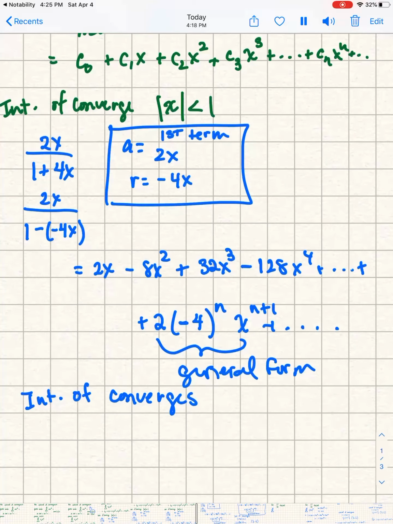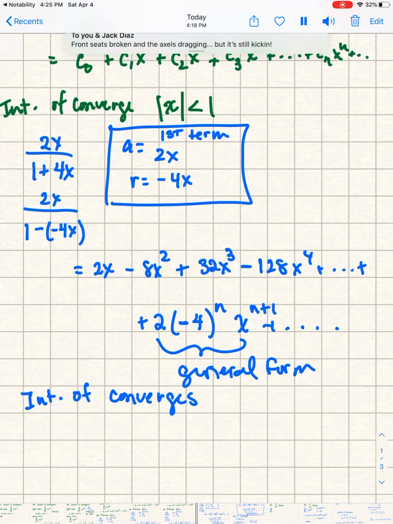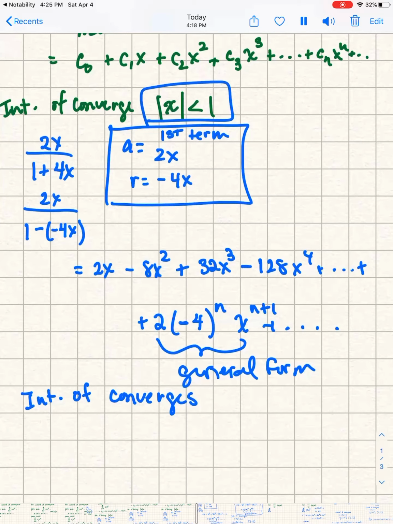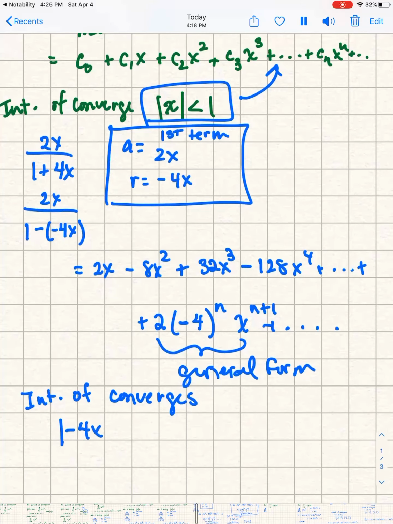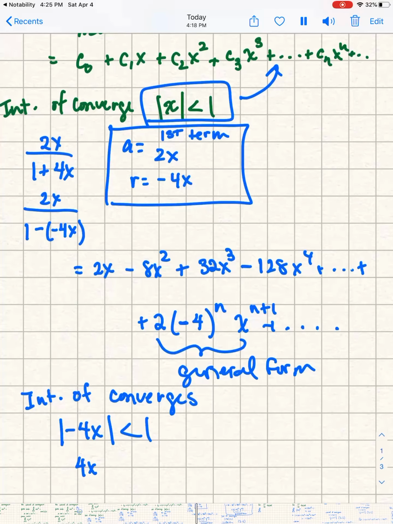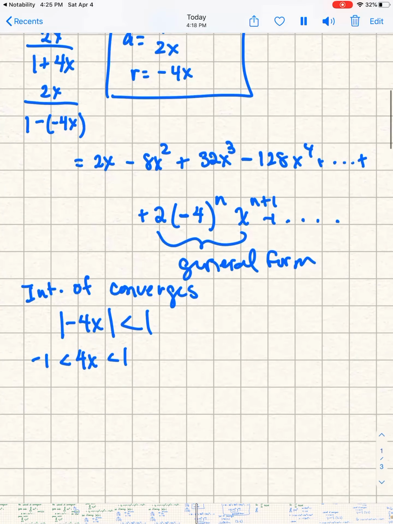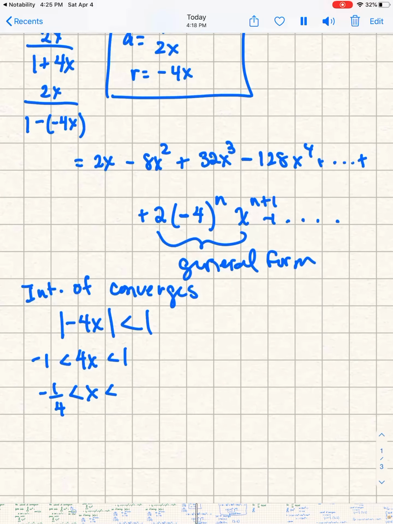All right, let's go back to this for our power series. What my ratio is going to be, in this situation, I want that -4x to be less than 1. Now, because it's absolute value, the -4 goes away, and it's just 4x has to be between -1 and +1.